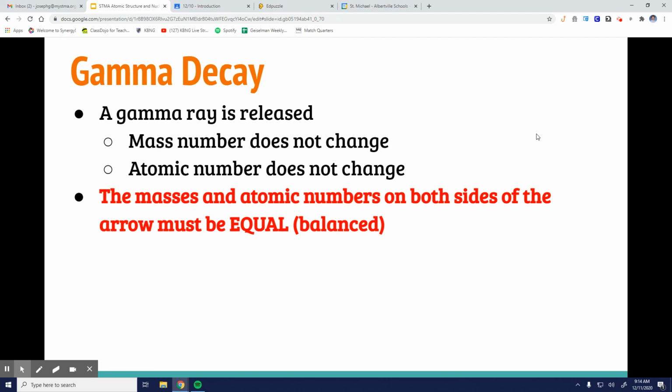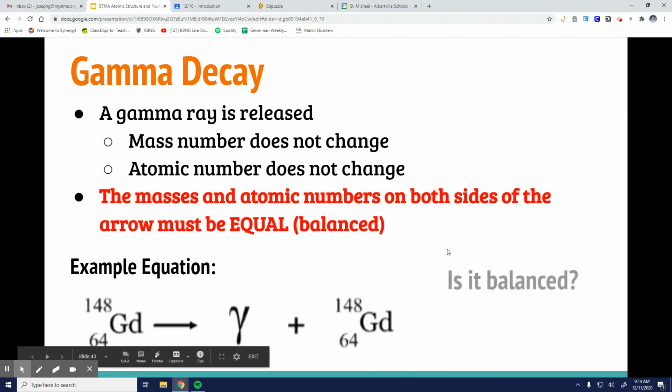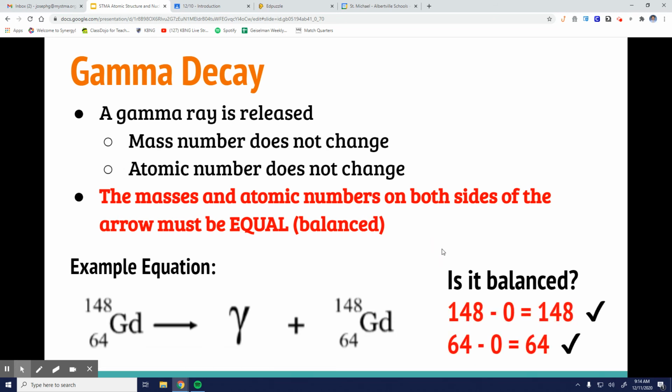So when we look at these equations, I think they'll be your favorite too, because if you start with an element on this side and it goes through gamma decay, it's going to be the exact same on the other side, because gamma rays have no mass and no protons, so it's not going to change the atomic number. So what you start with is what you have at the end as well.